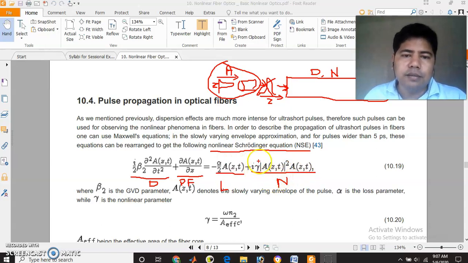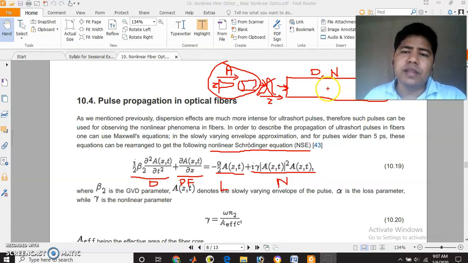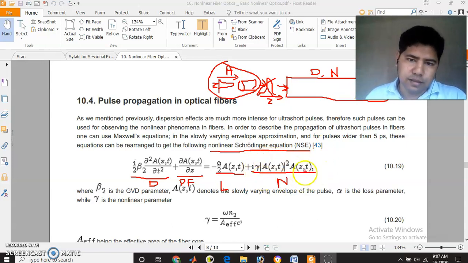This gamma basically is called the nonlinear parameter, and this determines how the nonlinear effects will be giving us all the nonlinear phenomena. Okay, nonlinear phenomena like self-phase modulation, cross-phase modulation, soliton generation, four-wave mixing, etc., will be counted by this part, the fourth part, the nonlinear part.